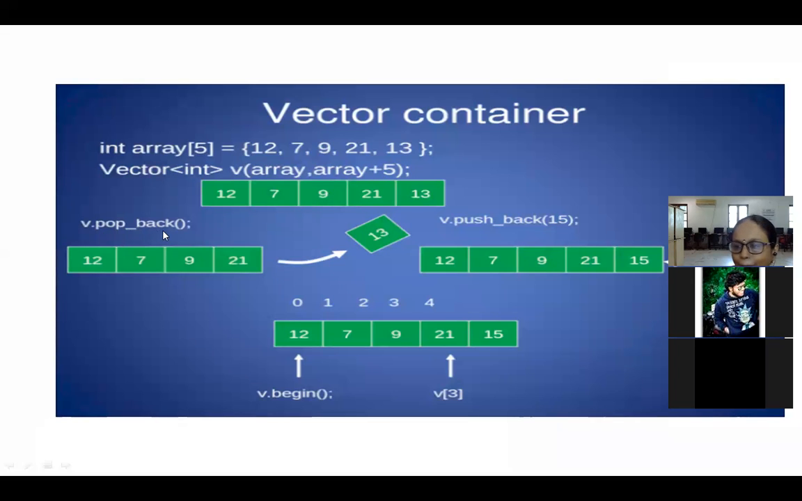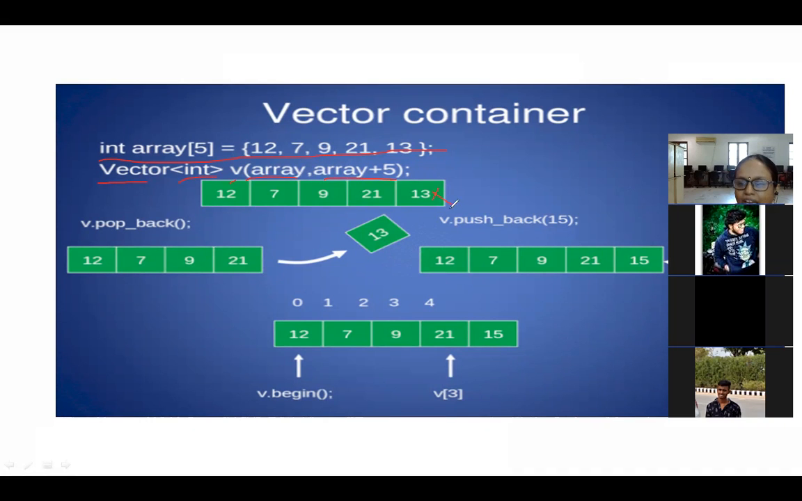Do you all understand how I have declared it? Int array of 5, this you all know. What type of array is it? Single or multi-dimensional? Single dimensional array. Then we all know we have to use vector, and the data type is int. B array, comma, array is nothing but your array name, variable name, and array plus 5. 5 elements are there. If I put b dot pop underscore back, then automatically the last element will be removed.